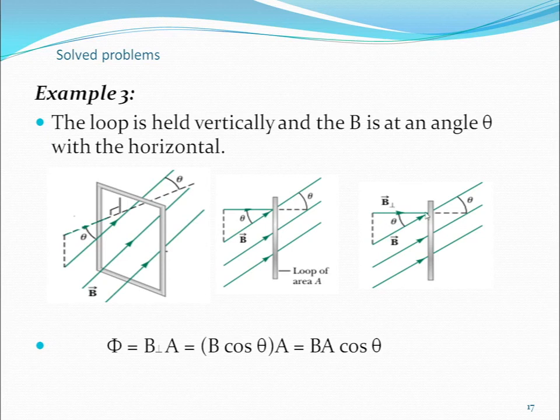B perpendicular is here, and this B perpendicular is adjacent to the given angle. We relate the adjacent and the hypotenuse by cosine, so we use the cosine relation: B cos theta times A, which is BA cos theta.